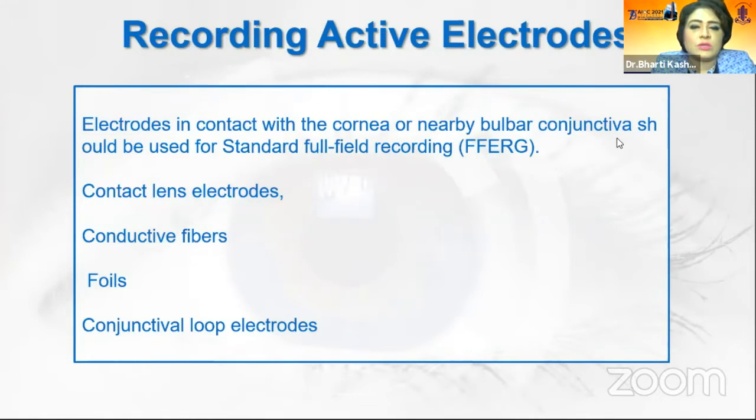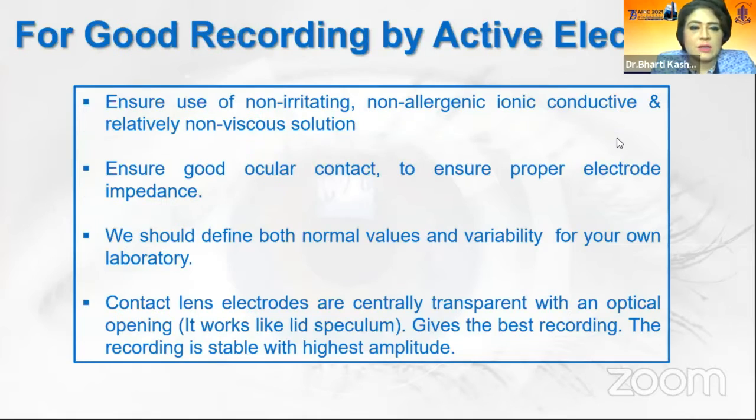Recording active electrodes are in contact with the cornea or nearby bulbar conjunctiva, and they should be used for standard full field recording, FFERG. There are contact lens electrodes, conductive fibers, foils, and conjunctival loop electrodes. Conjunctival loop electrodes are used most frequently.